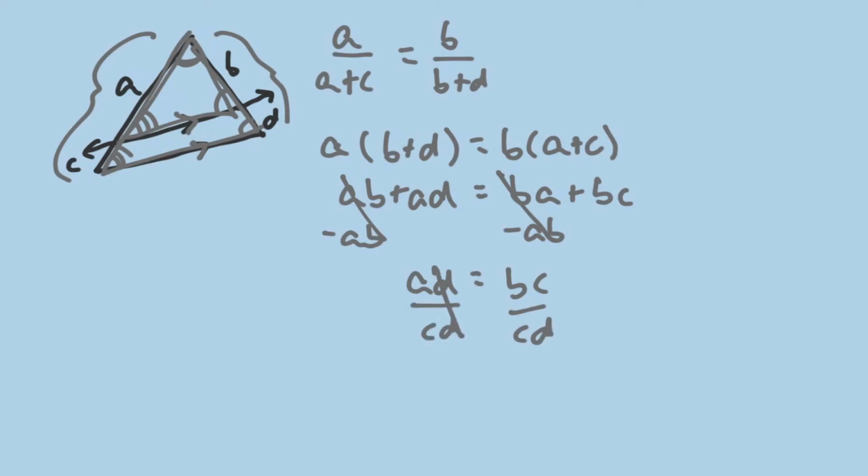So the D there cancels and the C there cancels. We're left with A to C equals B to D. So that's A to C equals B to D. That's the triangle proportionality theorem.